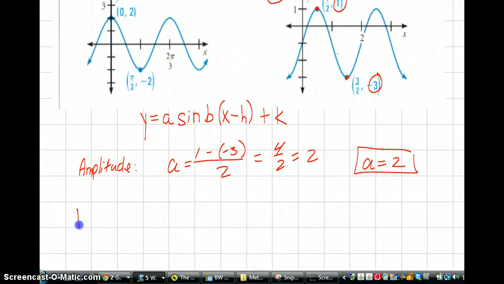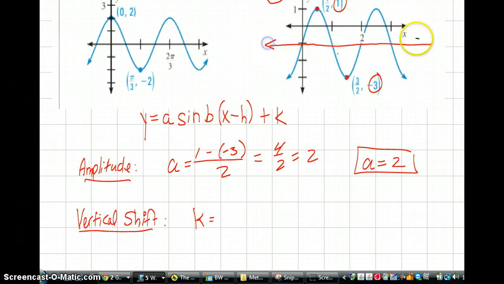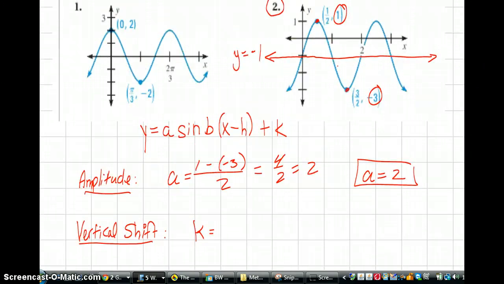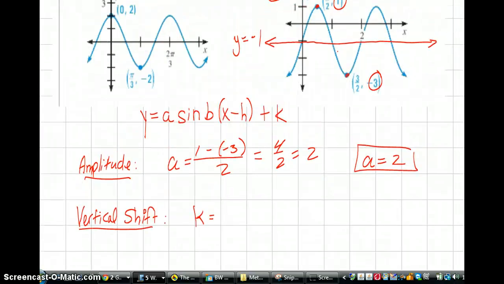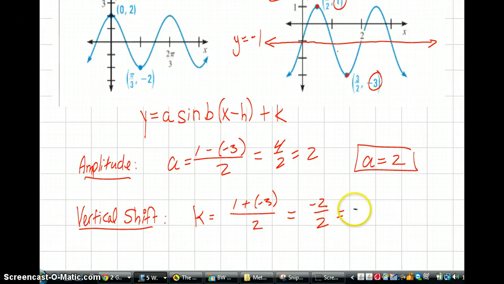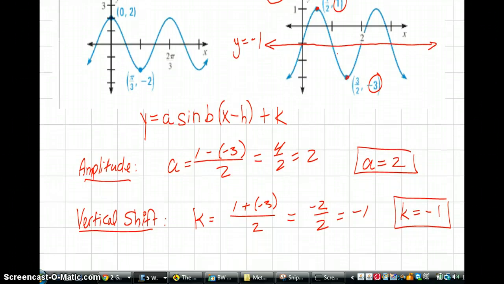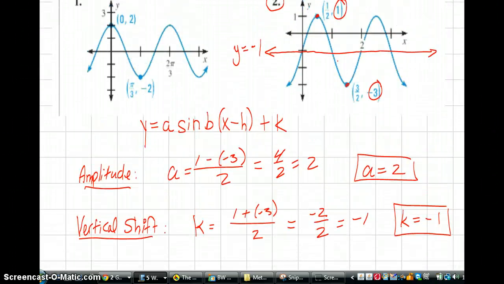Next, we need to talk about the vertical shift k. Now remember, we can think of the midline. It looks to be right about there at -1, at y is equal to -1. But remember, that midline always occurs halfway between the max and the min. It's the midpoint. So we will add those endpoints, those y values that is, and divide by 2. So there is a shift downward of 1 unit of the basic sine graph.